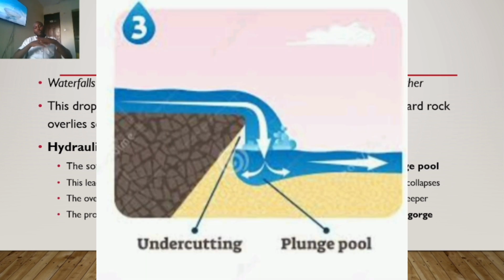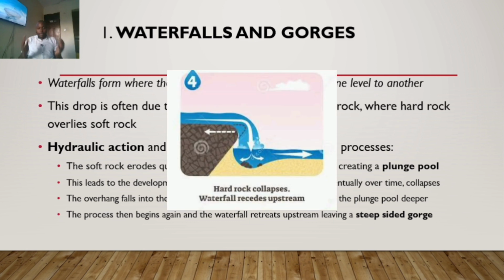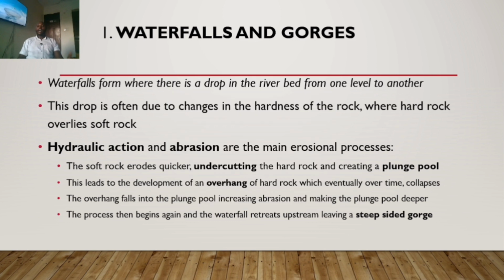So as the erosion takes place, it will erode that soft rock, and what will be created down there is a plunge pool. It's like a pool, you understand. This leads to the development of an overhang of hard rock, which eventually over time collapses. When it collapses, the bed is now kind of broken. Now there's another bed again on the lower part. You understand? So that thing that remains there is what you call a waterfall.